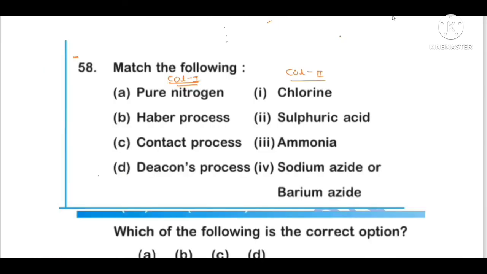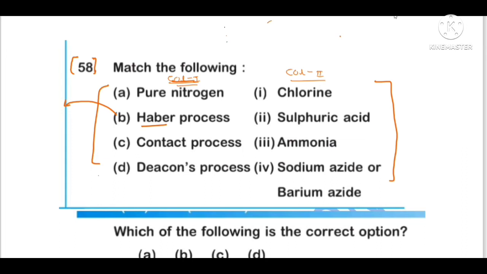Now let us apply the concept of elimination on question 58. Here in column 1 they have given the processes. Here in column 2 they have given the products. We go with the familiar one. Here the Haber's process is very well known to us. Why? Because in intermediate first year, this Haber's process is used to prepare ammonia.